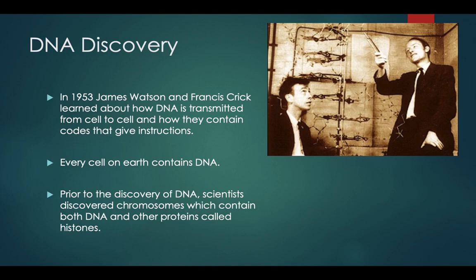Discovering DNA, or deoxyribonucleic acid, is a fairly recent event in scientific discoveries. In 1953, James Watson and Francis Crick learned about how DNA is transmitted from cell to cell and how they contain codes that give instructions. Every cell on Earth contains DNA. Their scientific discovery is now named the Watson-Crick model for DNA. Prior to the discovery of DNA, scientists discovered chromosomes, which contain both DNA and other proteins called histones.